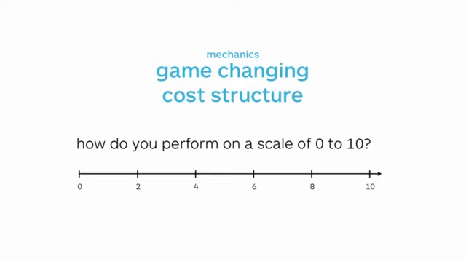So let's look at your business model. How do you perform on your cost structure? Is it very similar to most other companies, maybe a little bit better? Then you're on the left-hand side. Or do you have a substantially better cost structure than your competitors? Then you're on the right-hand side of this scale.